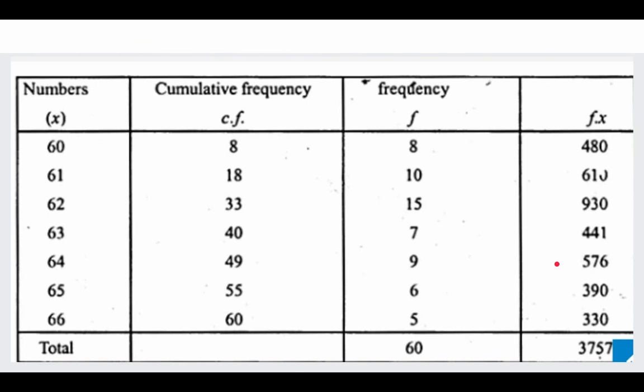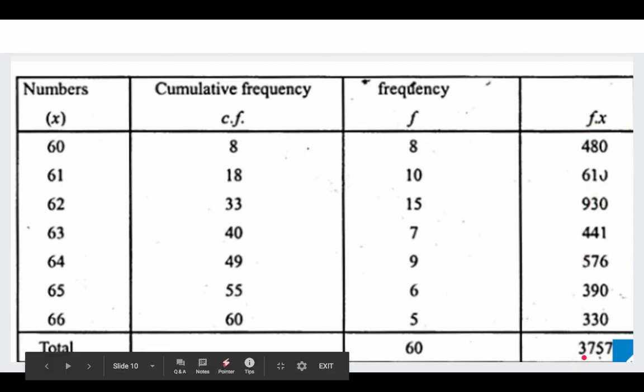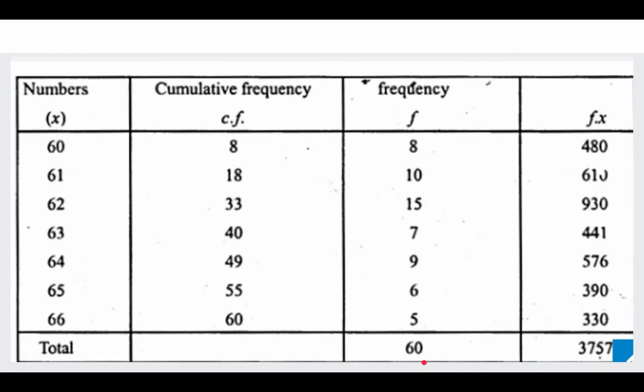Once you've got this, what is the question asking us? The question is simply to find out the mean. What is the formula for mean? Sum of all these, that is 3757, upon 60. Clear, students, this part? Pay attention. What is the sum of fixi? It comes out 3757.